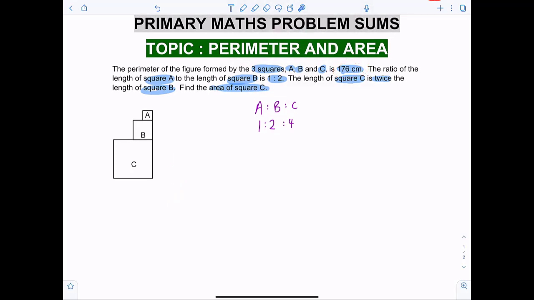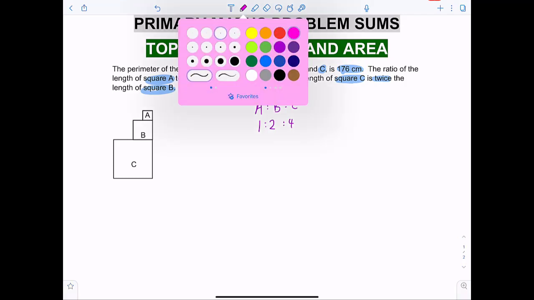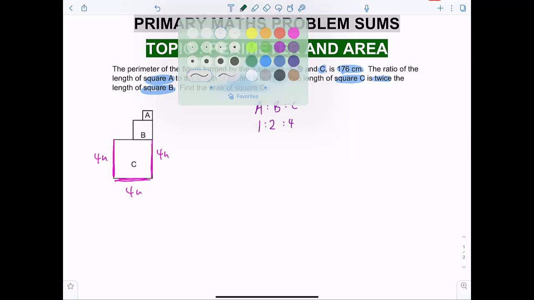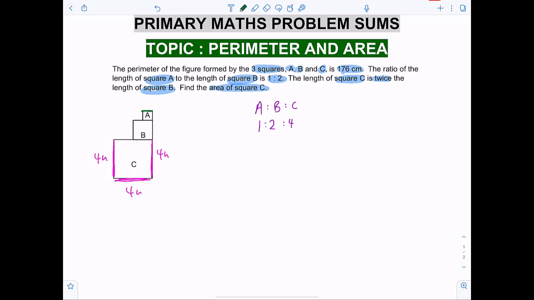Okay, 176. So where is 176? It's going to be here, and that will be 4 units for the length of C. This is another 4 units. The bottom here, another 4 units. And for A and B at the top, we can actually use this green line here, plus this green line, plus this green line.